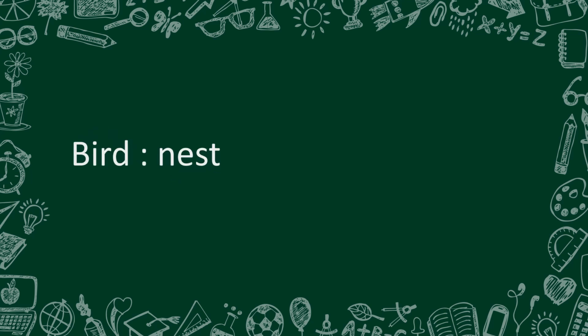Bird is to nest, as fish is to ocean. Bird lives in nest, while fish lives in the ocean. These are examples of animal habitat relationship.